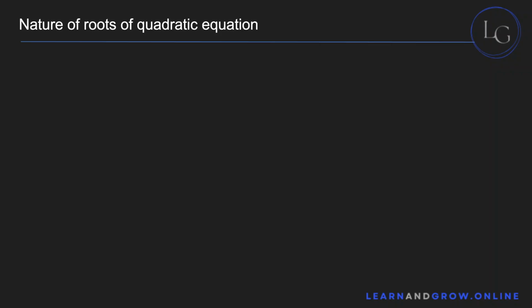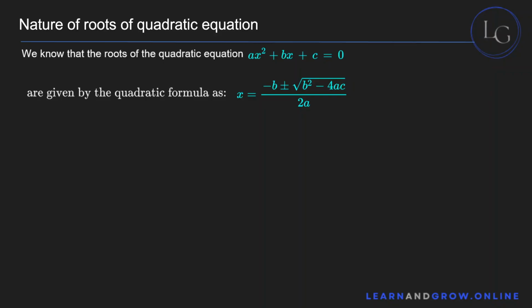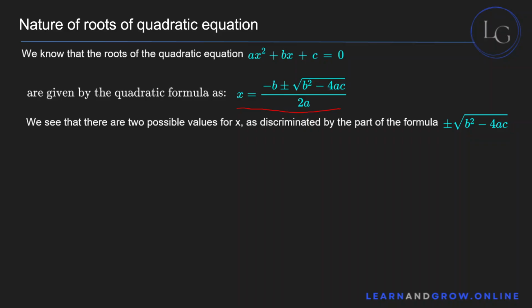Now we must find the nature of the roots of a quadratic equation. Now, you remember the quadratic formula, everyone remembers this at this point? Well, we're concerned with this part, this plus minus under root b square minus 4ac. This part is what will give you two values for x. One will be positive and one will be negative.